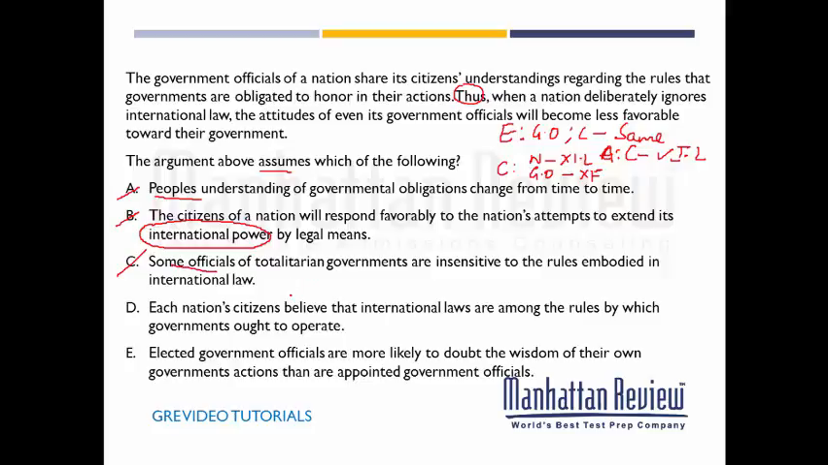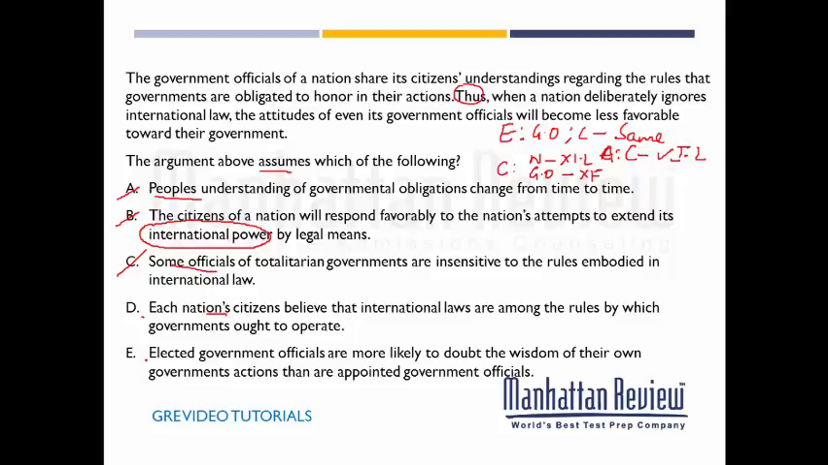Option D. Each nation's citizens believe that the international law are among the rules by which government ought to operate. Option D, as we have predicted, talks about the citizens and has the same understanding as the government officials. The government officials want the nation to operate international law. The citizens also have the same opinion. They also want the nation to follow international law. So D matches with our prediction. Let's hold answer choice D.